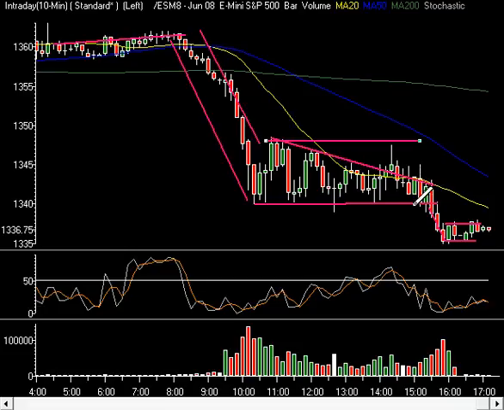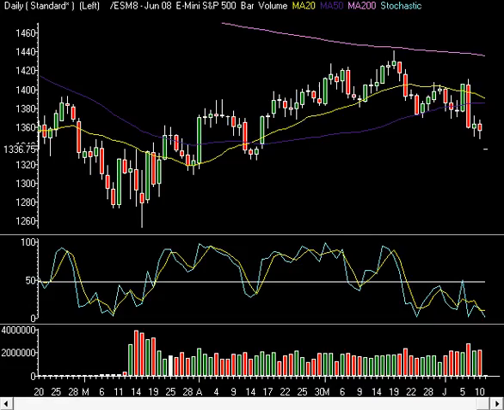It comes down, hits this bottom area for about the 4th or 5th time, and finally breaks down to the downside. So in any case, a very interesting intraday chart. I hope you guys are learning a lot off these intraday charts.